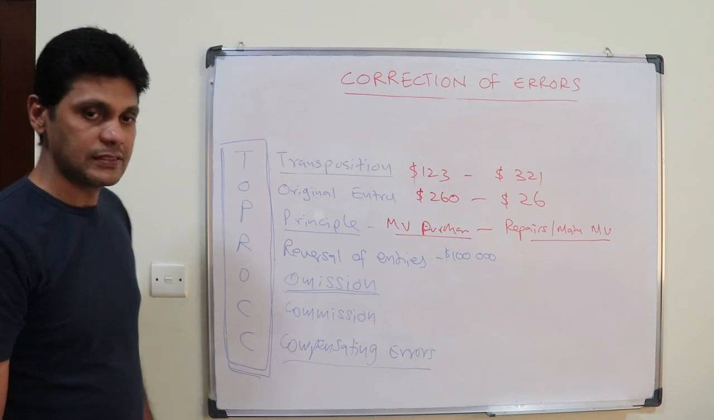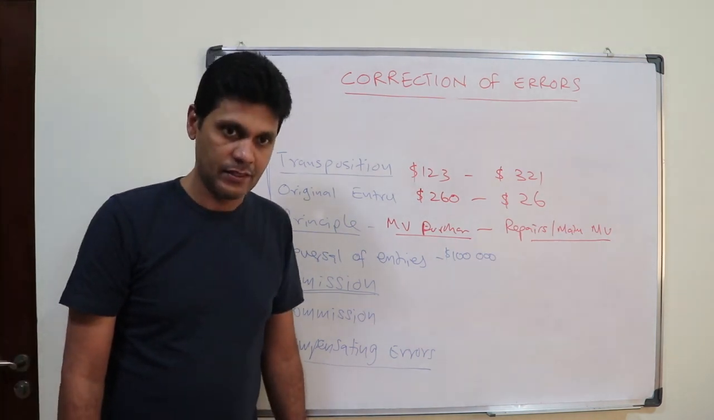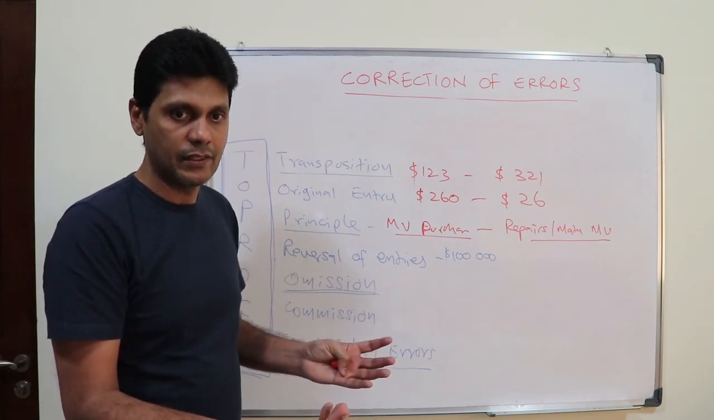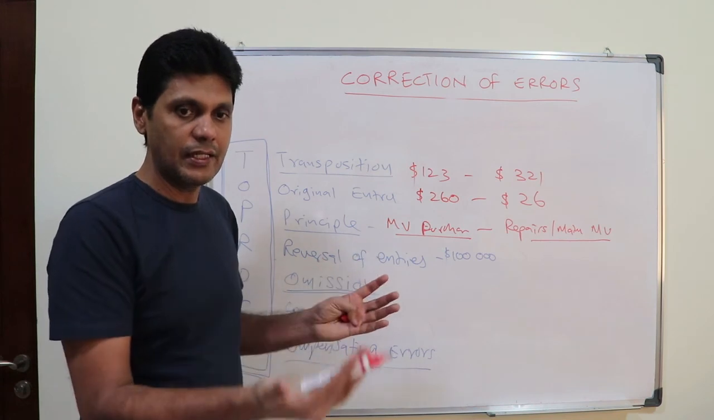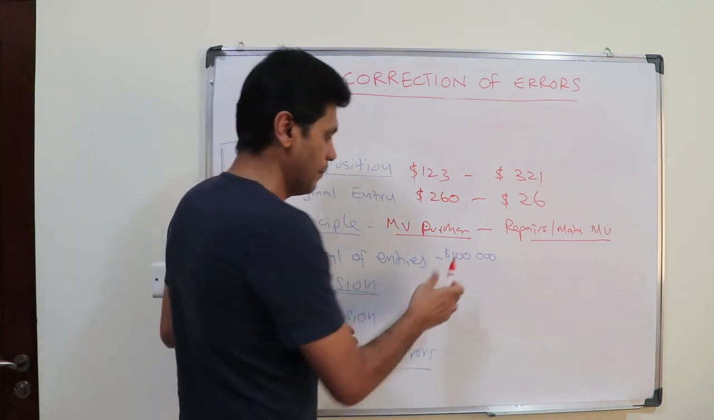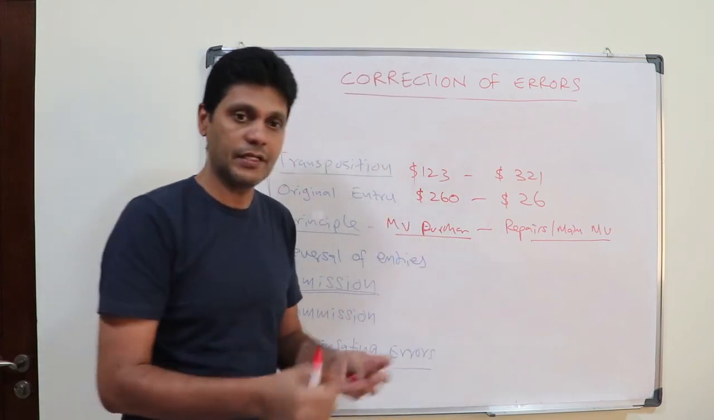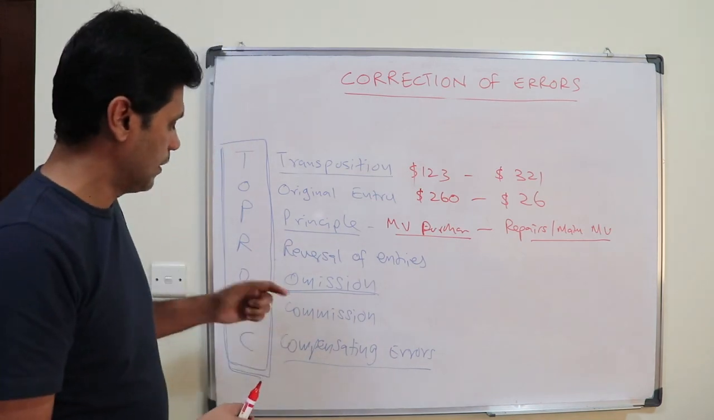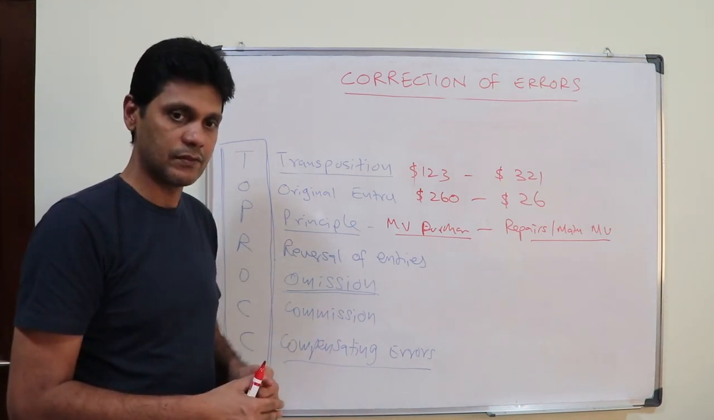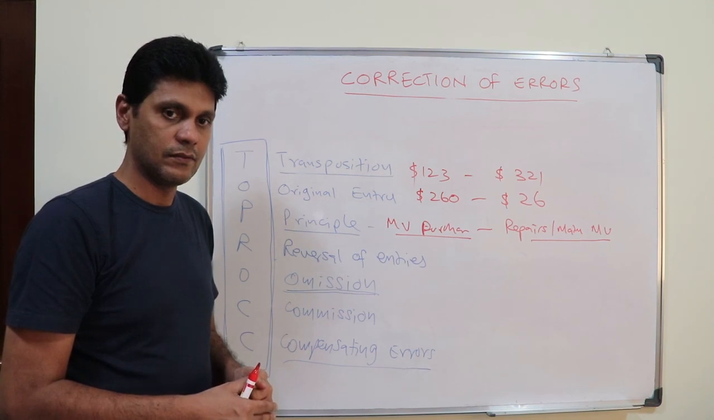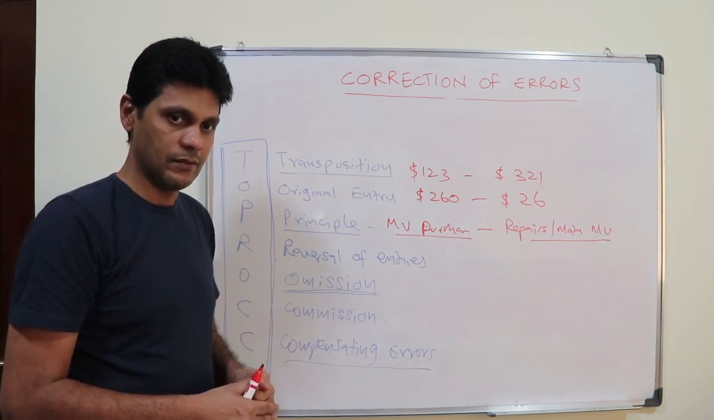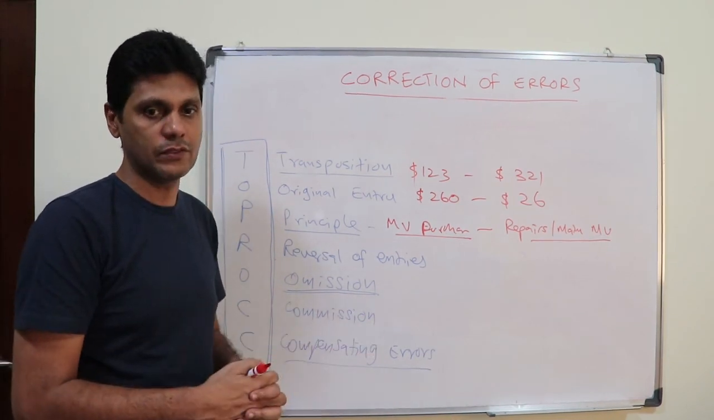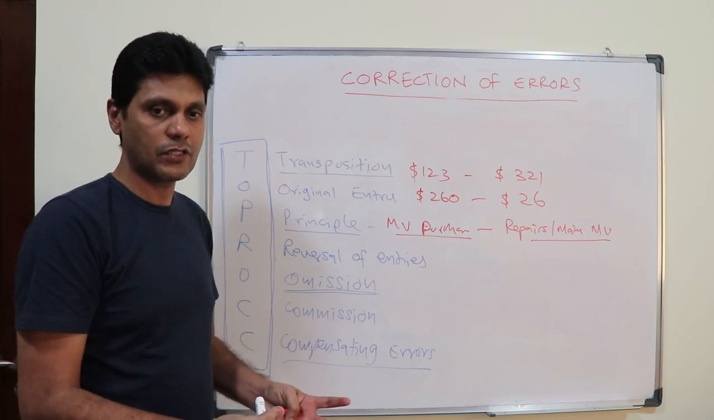Reversal of entries. Switching the entries. So the double entry is completely not correct. Instead of debiting and crediting one particular account, you are reversing the entry. Opposite of the particular entry. Errors of omission. Forgetting to record the transaction. So the particular transaction is completely omitted from the books of accounts. So you will not identify those kinds of errors.